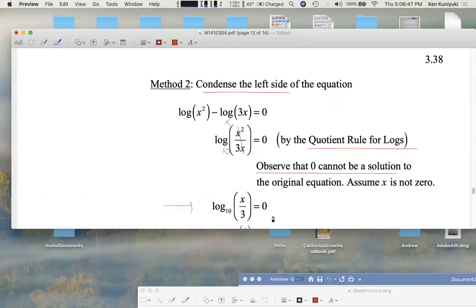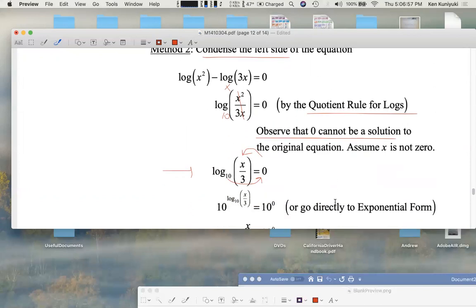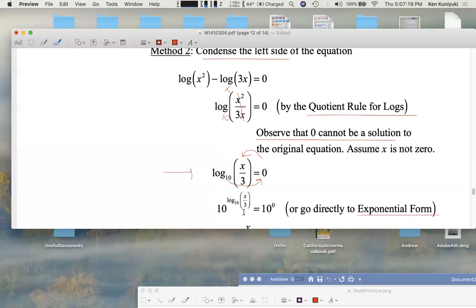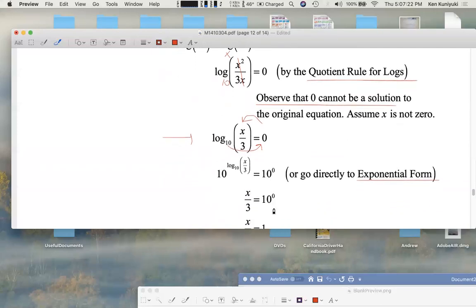Okay, and then we zigzag. We put this log form into exponential form. 10 to the 0 is x over 3. So what I just said was going to exponential form. In my notes here, I decided to kick in a base 10. That's fine. Base 10 exponentiation: 10 to the this equals 10 to the that. From the inverse properties, 10 to the log base 10 of x over 3 is x over 3 itself. And 10 to the 0 is 1.